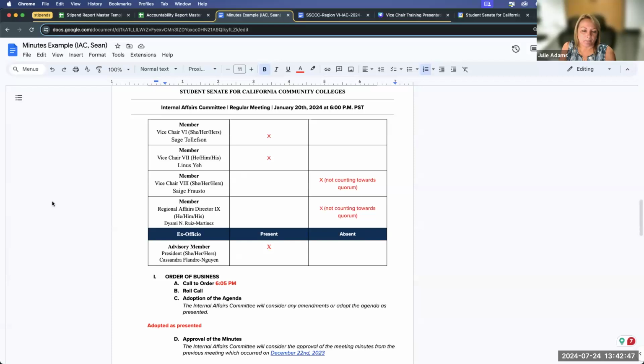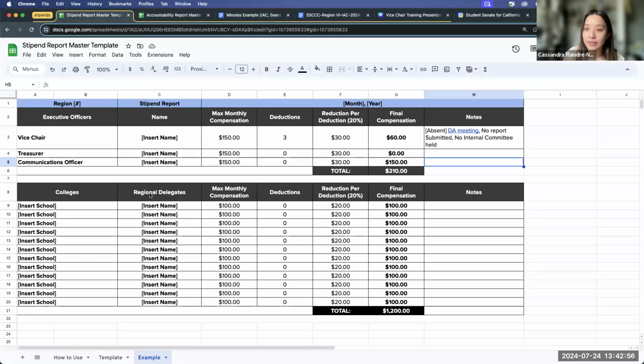Thank you, Cassandra. Yeah, of course, and thank you for adding on. Now with that, I'll be moving on to the accountability and stipend reports. A huge part of your role is going to be filling out the accountability and stipend reports each month. They are going to be two separate workbooks, one for the stipend reports and one for the accountability reports.